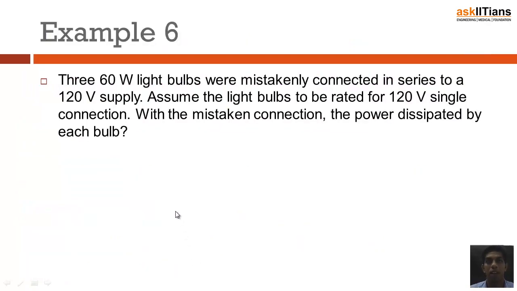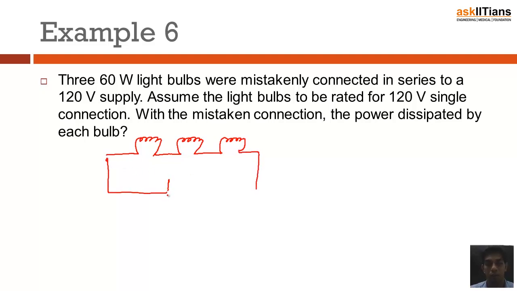Now, let's study an example. I have a question over here: 3 60 watt light bulbs are mistakenly connected in series to a 120 volt supply. Assume the light bulbs to be rated for 120 volt single connection. With the mistaken connection, the power dissipated by each bulb will be? For this, we need a corresponding diagram. That is, let's say we have mistakenly connected 3 bulbs. So this is my bulb number 3, and these 3 are being connected to a power supply of 120 volt.